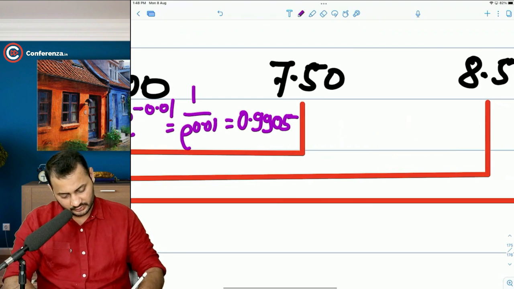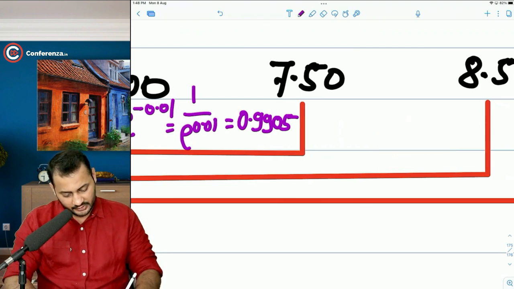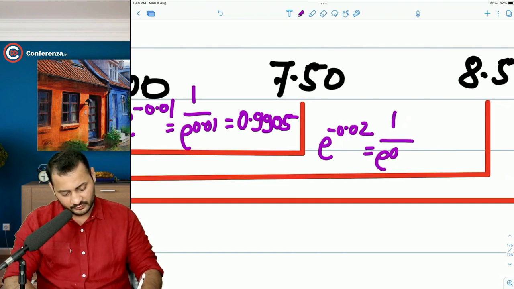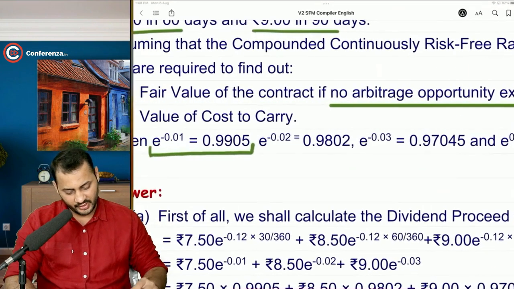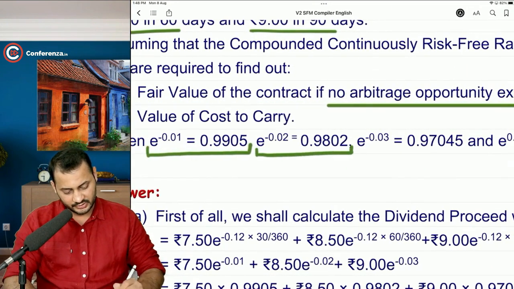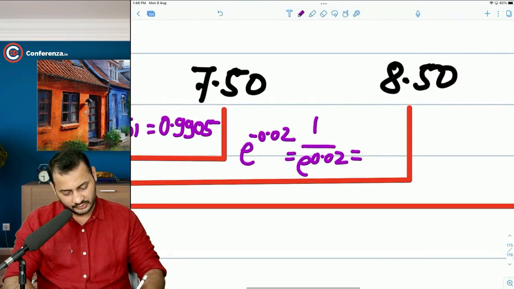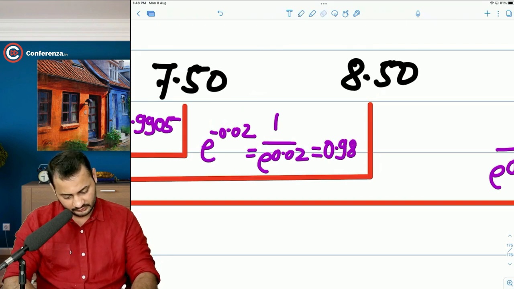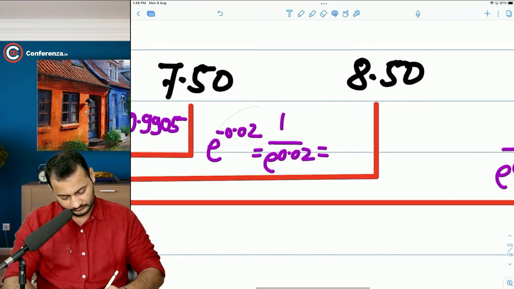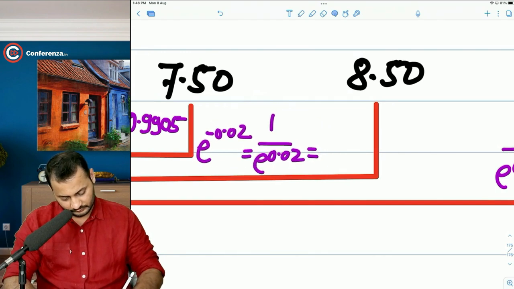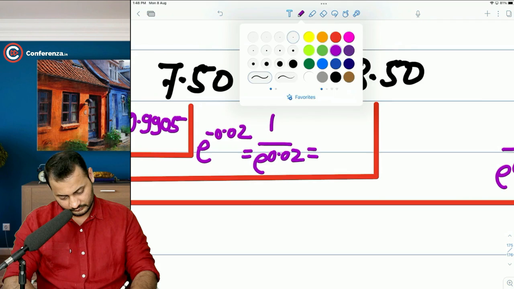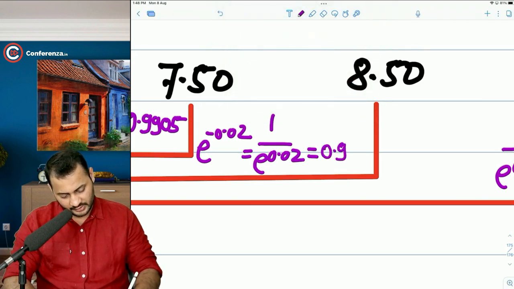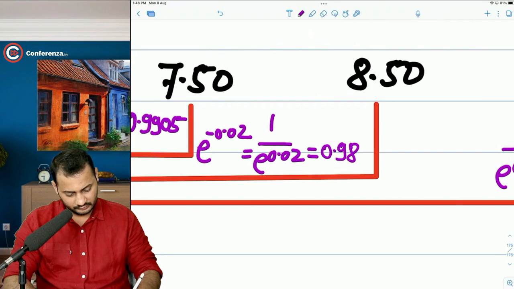In this case also, you can multiply it with e to the power minus 0.02, or 1 divided by e to the power 0.02, or the value of e to the power minus 0.02 is 0.9802. Okay, so let me just write down 0.9802.